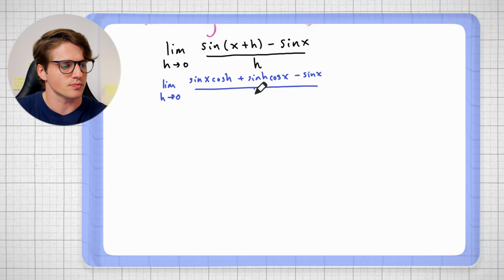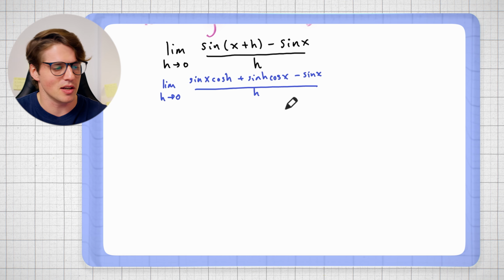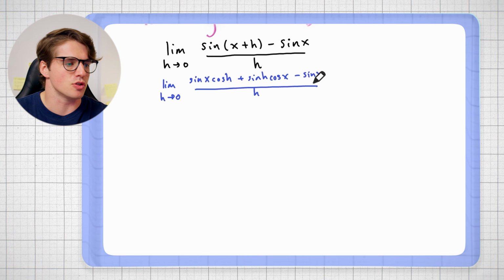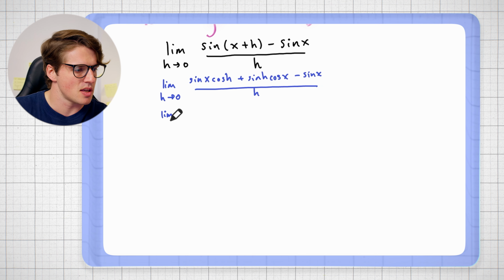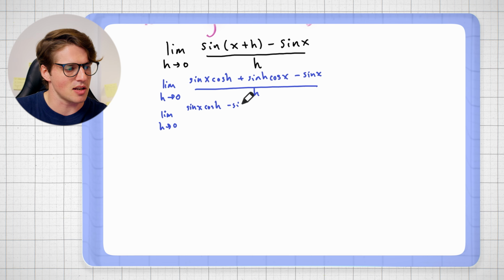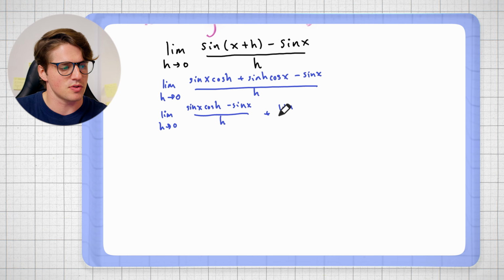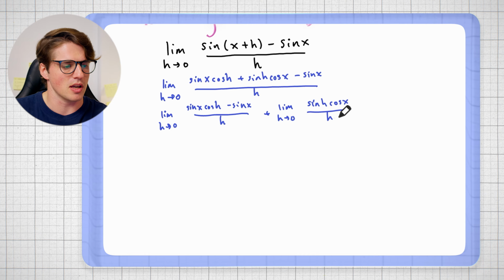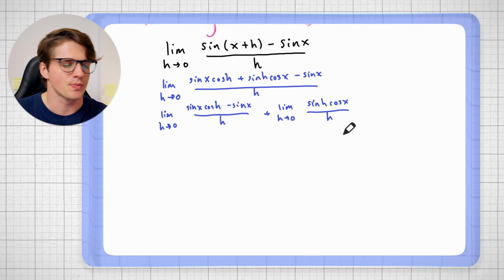Now we need to be a bit creative, and we're going to separate this into two limits. We're going to have the limit as h goes to 0 of sine of x cosine of h minus sine of x together all over h. And we're going to add this to the limit as h goes to 0 of sine of h cosine of x all over h.